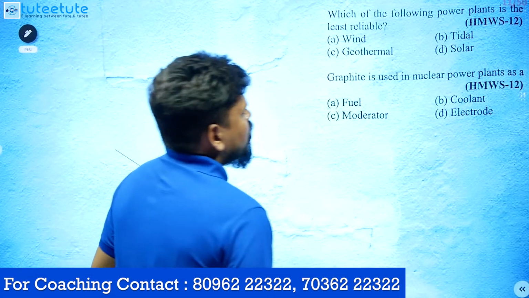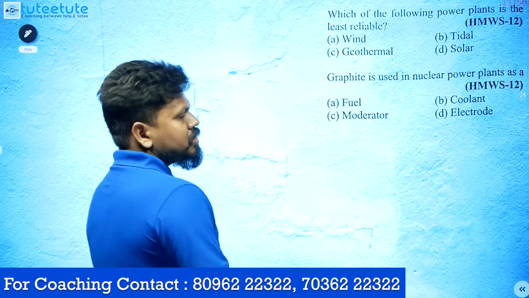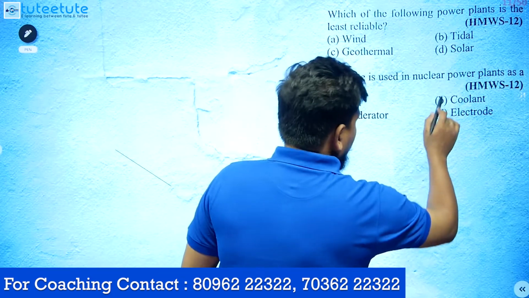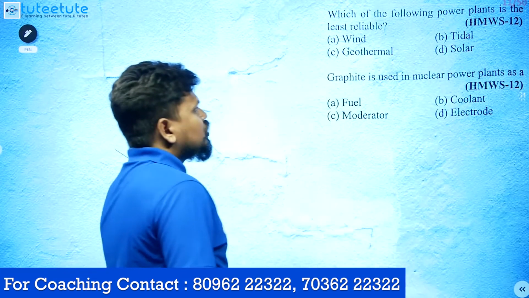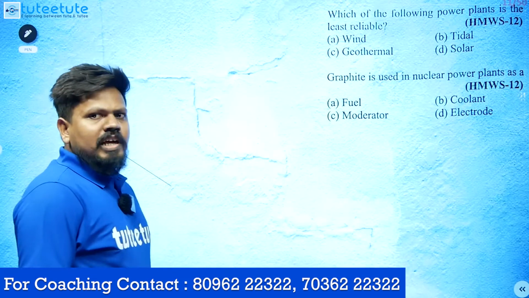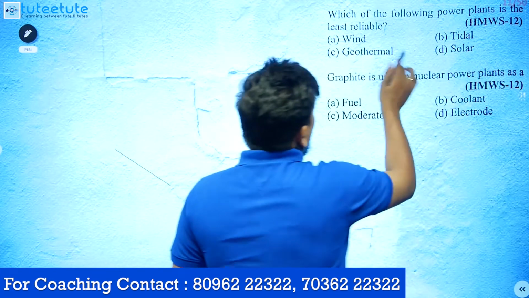Which of the following power plants is the least reliable? They are asking for the least reliable power plant. See the options: wind power station, tidal power plant, geothermal power plant, solar power plant. From the reliability point of view, they are asking about tidal power plant, solar power plant and geothermal power plant.